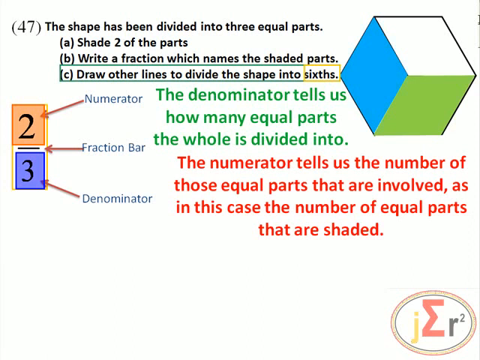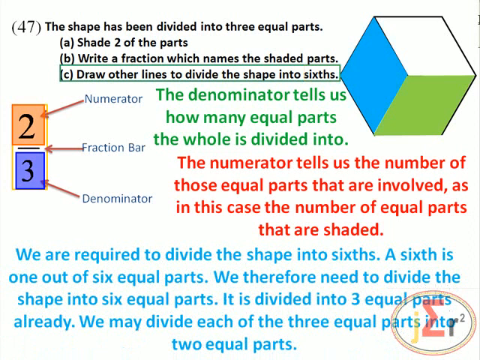So for sixths, we must have how many parts? 6. Jerry is saying 6 equal parts. So we have 6 parts and they have to be equal. We are required to divide the shape into sixths. A sixth is 1 out of 6 equal parts. We therefore need to divide the shape into 6 equal parts. It is divided into 3 equal parts already. We may divide each of these 3 equal parts into 2 equal parts.